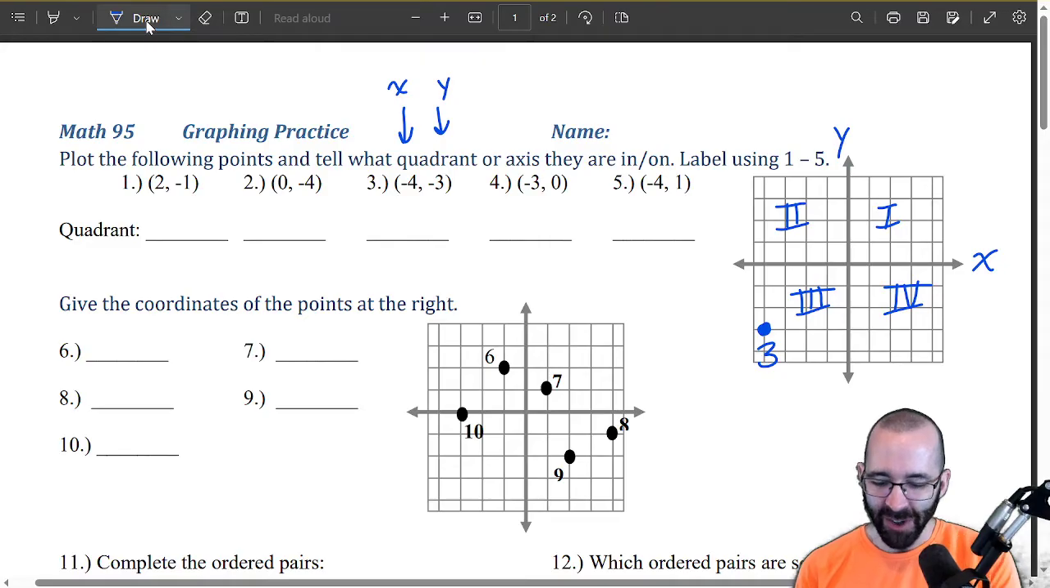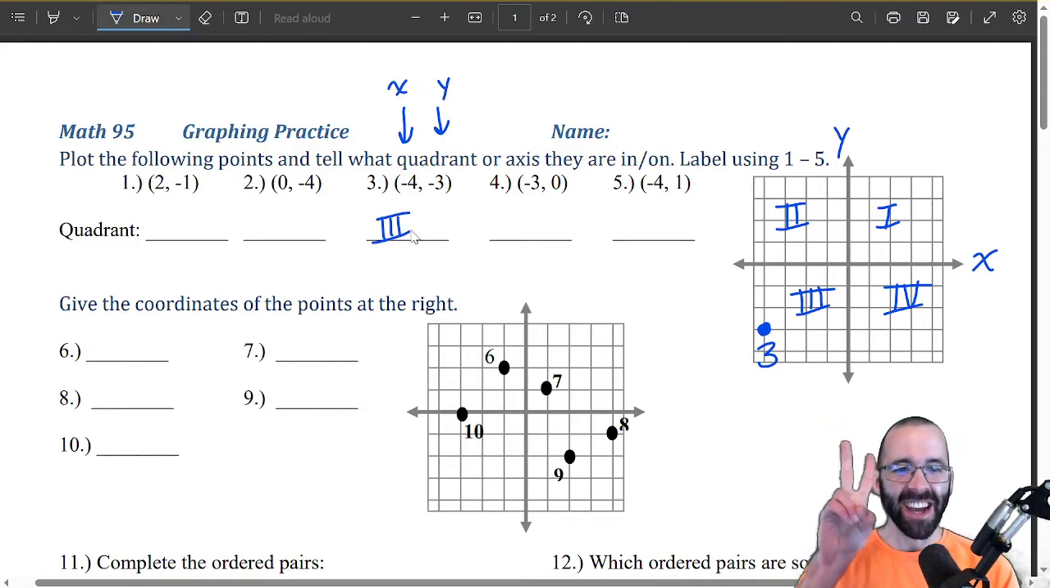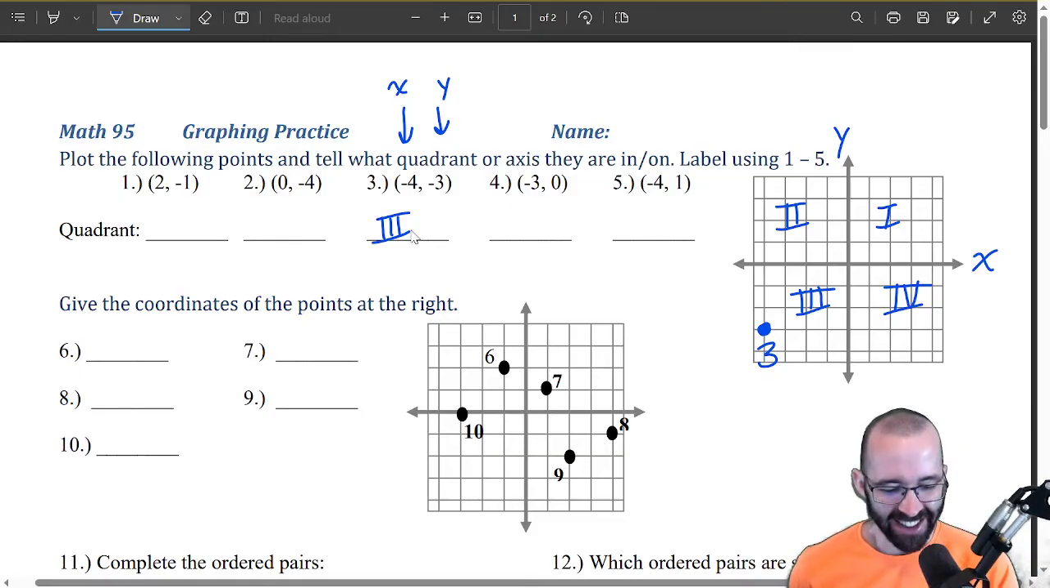This is one of those points where I ask myself, should I restart the video? I've messed up the letter X. I've messed up counting to 4. I've messed up counting to 3. This is, of course, in the third quadrant.